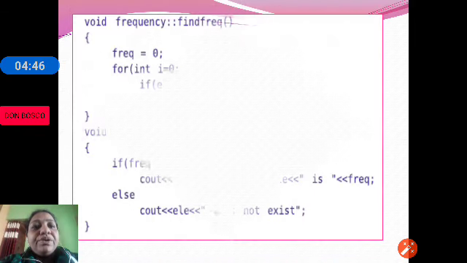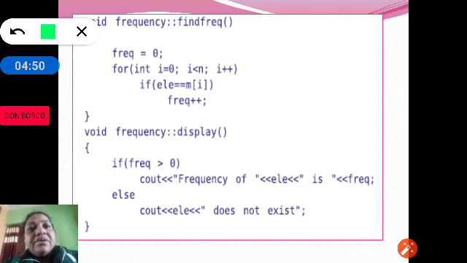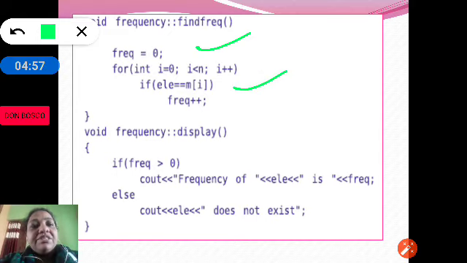Let us see what we are doing here. Let us check the find freq function. Freq is equal to 0. We are comparing the elements. If ELE is equal to m of i, ELE is the searching element and we are checking the first element, that is if it is equal to m of i, then we will increment freq plus plus.